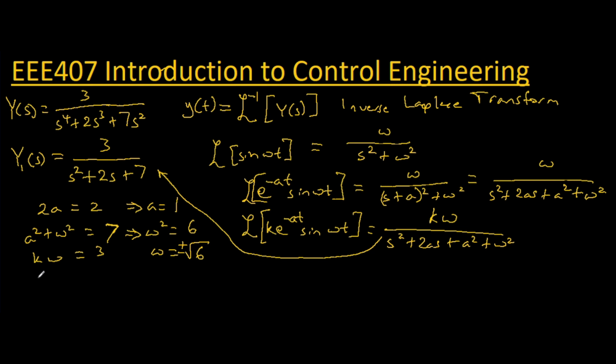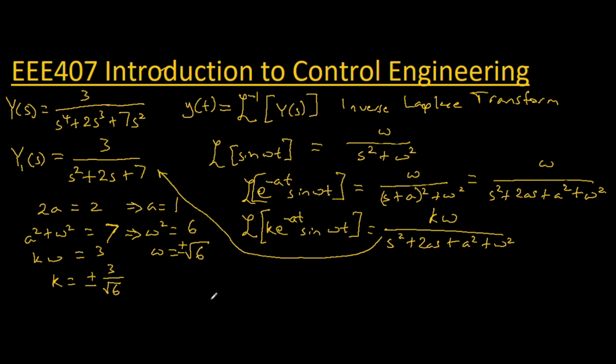Now, k omega is equal to 3. That means our k will be equal to plus or minus 3 divided by the square root of 6. And here we have a solution. Now, k is equal to plus 3 over root 6 when omega is equal to plus root 6, and k is equal to minus 3 over root 6 when omega is equal to minus root 6. So in this case, I'll just stick with the positives, because it's convenient to do that.